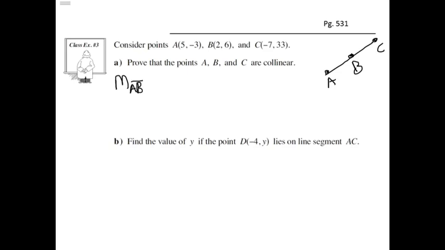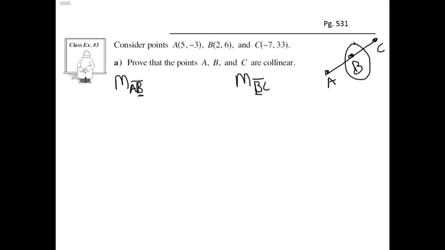Okay, and we're also going to find the slope of BC. Okay, so the reason for that is because they both share a common point, as you can see right here, B and B. B is a common point, and if they have the same slope, they should be all in the same line. So let's start by finding the slope of AB.